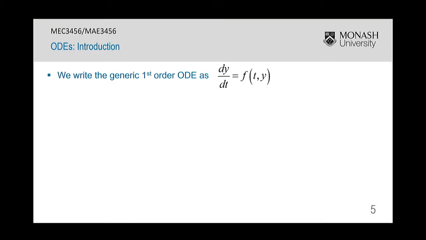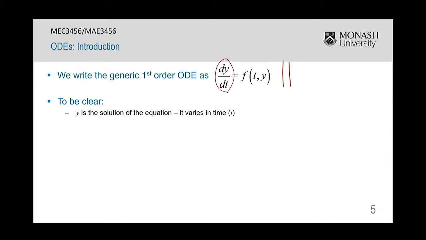We're going to write the generic first-order differential equation as dy/dt is equal to some function of t and y. So let's be really clear what we've written here, because students often get confused. y is the solution of our equation. That's the thing that we're trying to find, and y varies as a function of time. That's why we've got this term here. We're saying that the derivative is non-zero, so y is a function of time.